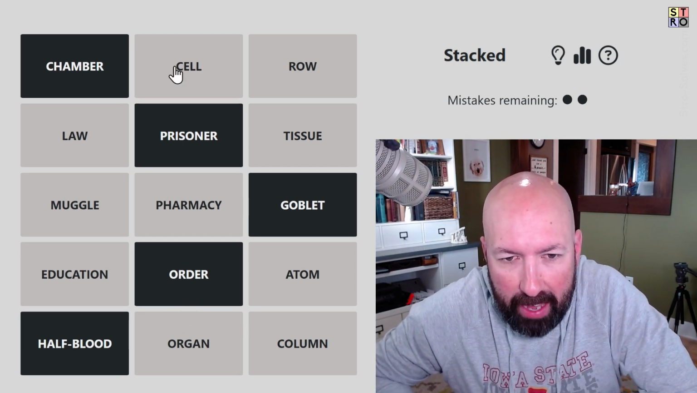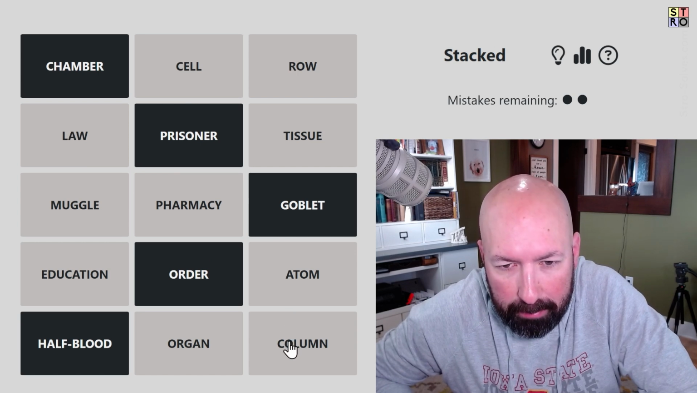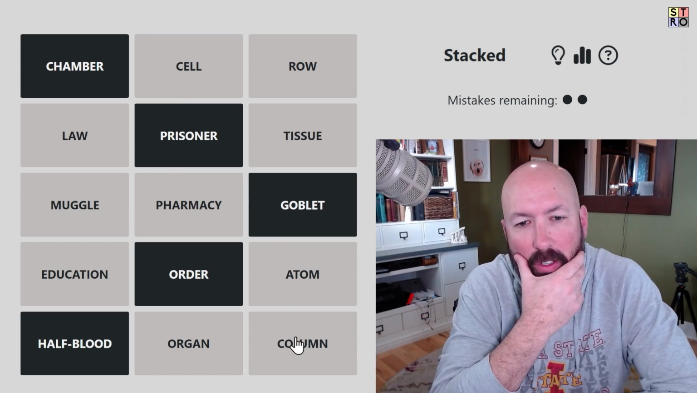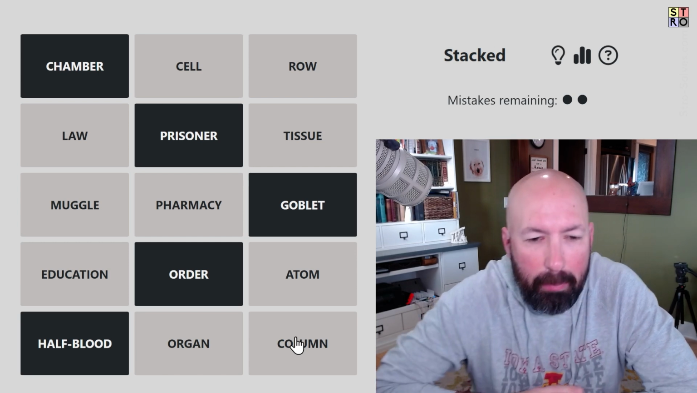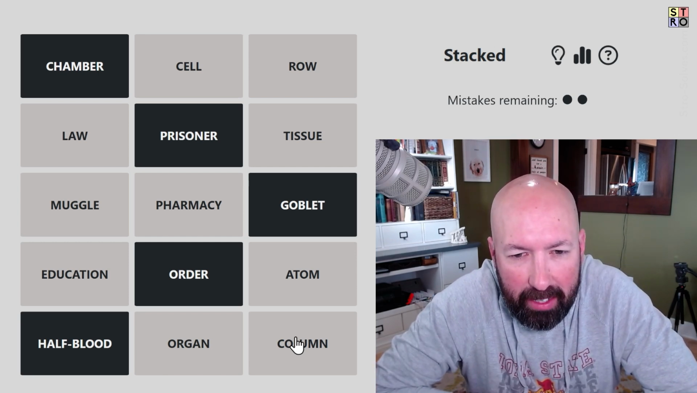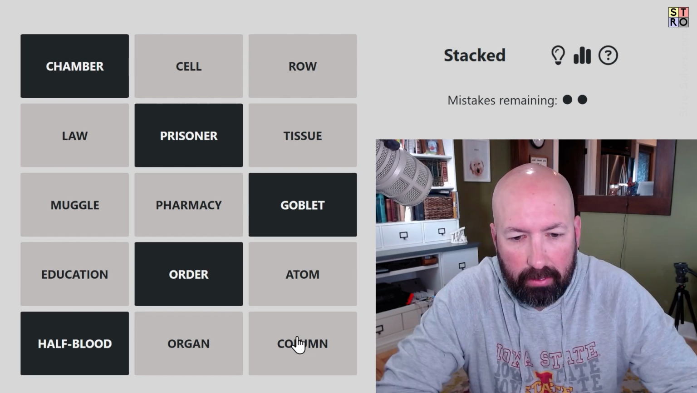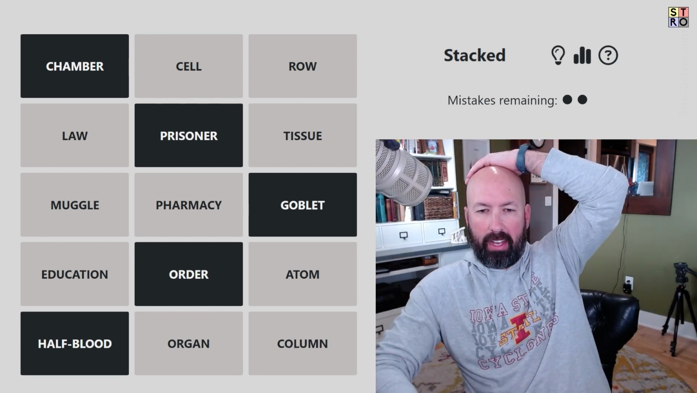So if that's the group of five, then we've got cell, row, and column as a group of three. I can't believe, what is Muggle? It's not going to be the Harry Potter thing? I don't know. I got to go with these five, though.